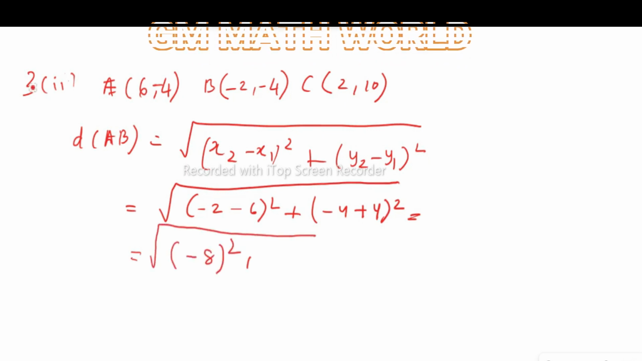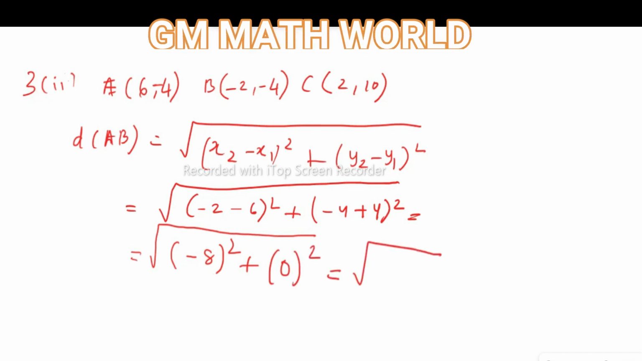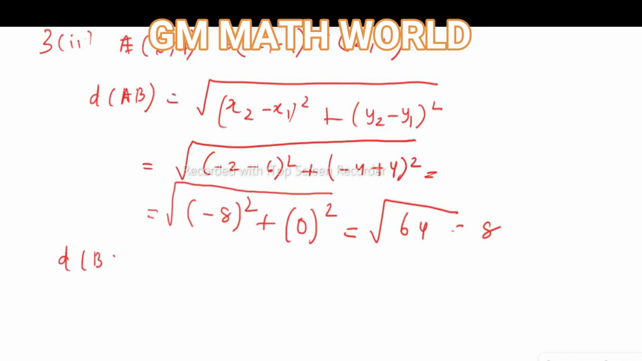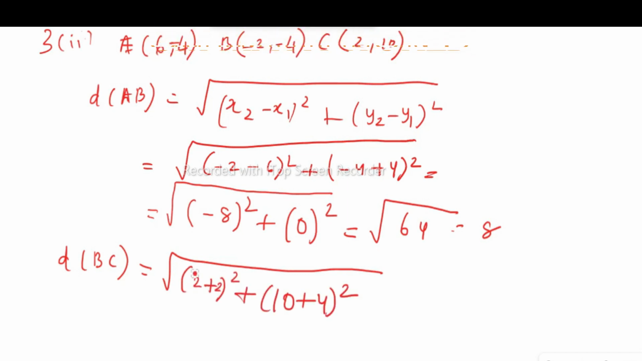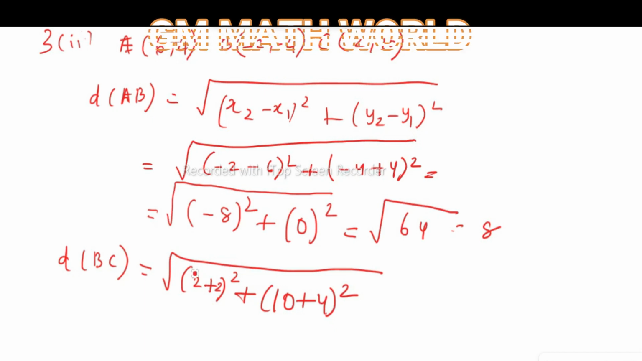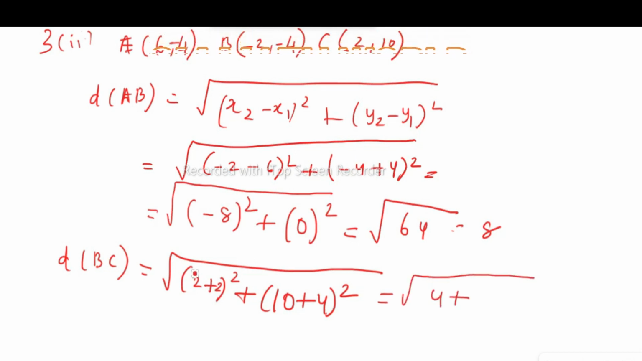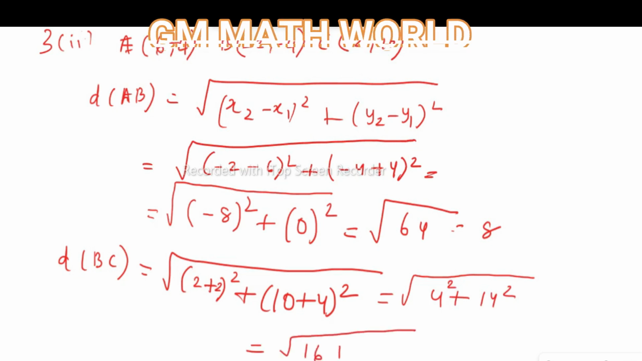The distance BC is given by (2 plus 2) squared plus (10 plus 4) squared, by substituting the values of x2, x1, y2, y1, which is the square root of 4 squared plus 14 squared. 4 squared is 16 plus 14 squared is 196. So under the square root, 16 plus 196 is the square root of 212. The square root of 212 can be left as it is, as 212 is not a perfect square.